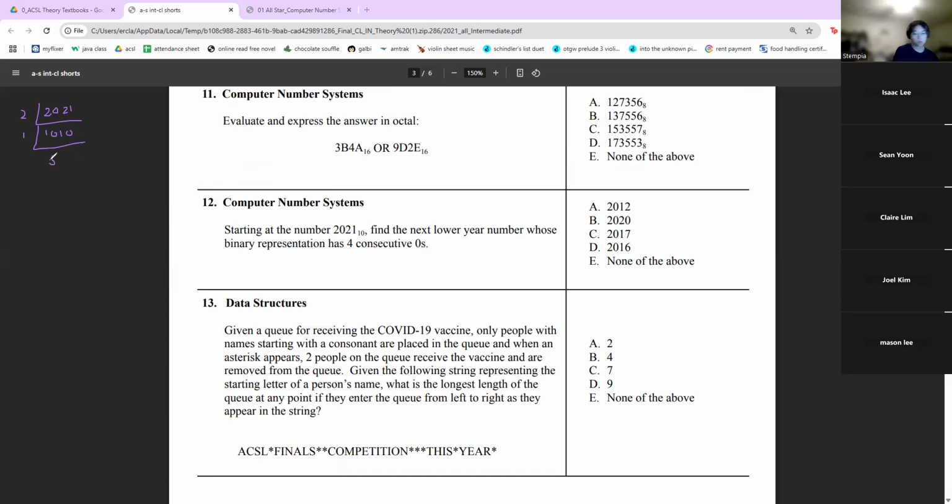1010 divided by 2 is going to give us 505 with a remainder of 0. 505 divided by 2 is going to give us 252 with a remainder of 1. 252 divided by 2 is going to give us 126 with a remainder of 0. 126 divided by 2 is 63 with a remainder of 0. 63 divided by 2 is going to be 31, remainder 1. 31 divided by 2 is 15, remainder 1.